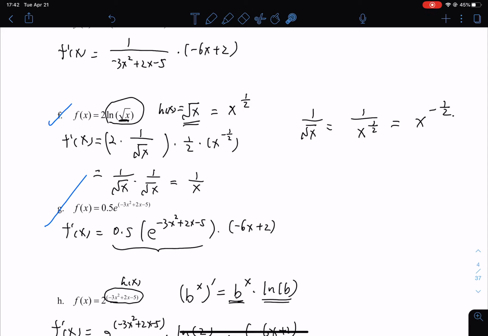All right. And similar for the next one, f of x is just this one. So we take the derivative. 0.5 is a constant number, so let's keep it. Then multiply by e to the this term. But this term is not a simple function, so we have to take the derivative of this one. The derivative of this one is right here. That is minus 6x plus 2.